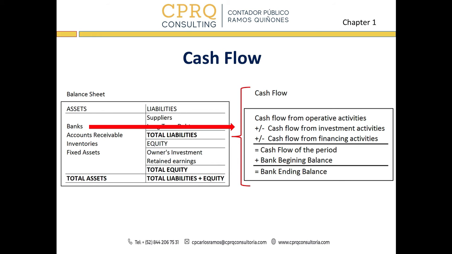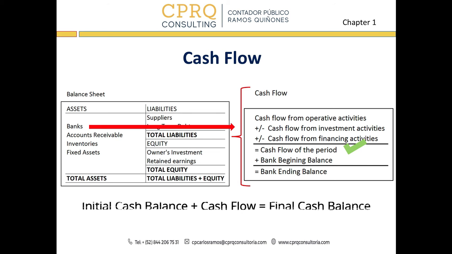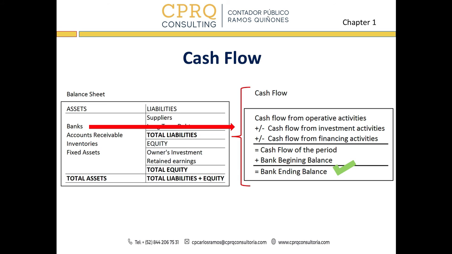What this report does is separate the inflows and outflows of money, segregating whether they were related to business operation activities, or if they were related to investment or financing activities. The sum of the flows of these three activities is called cash flow of the period. The initial cash balance is added to the cash flow of the period to get the final cash balance, which is what we have in cash at the end of the month. And it is the same amount as the previous report, the balance sheet, has in cash and banks.